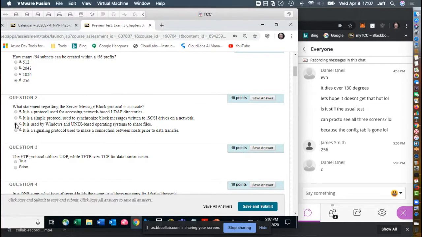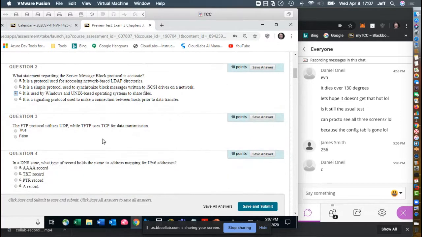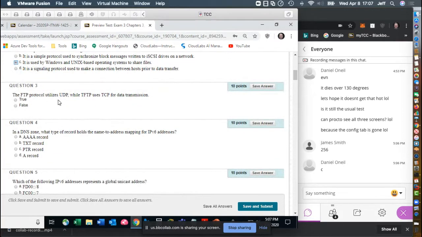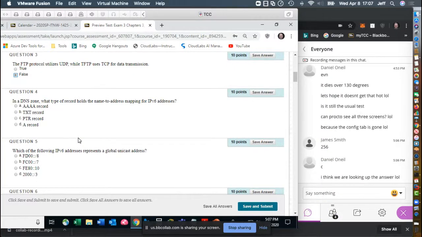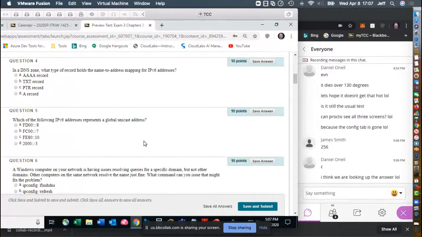All right, so what statement regarding the server message block protocol is accurate? C, right, yeah, Windows and Unix-based operating systems use it to share files. FTP protocol utilizes UDP while TFTP uses TCP. True or false? No guesses? It's false. Oh, you're looking up the answers. That's fine. Well, just know them for the test.